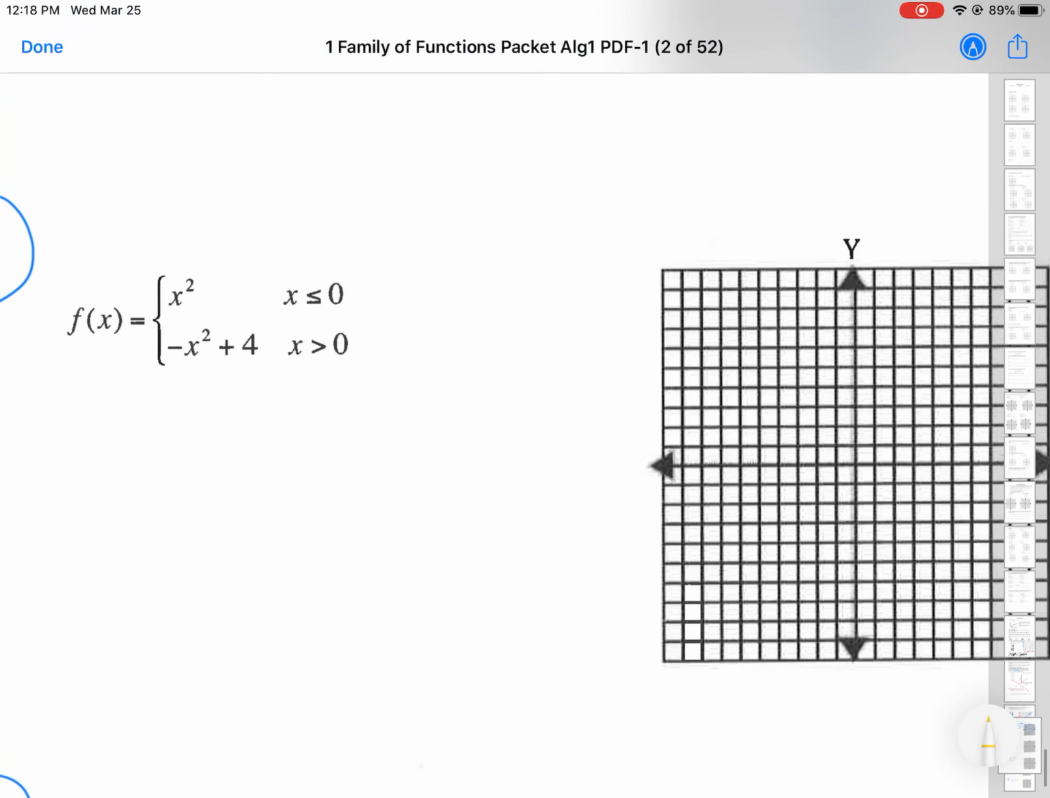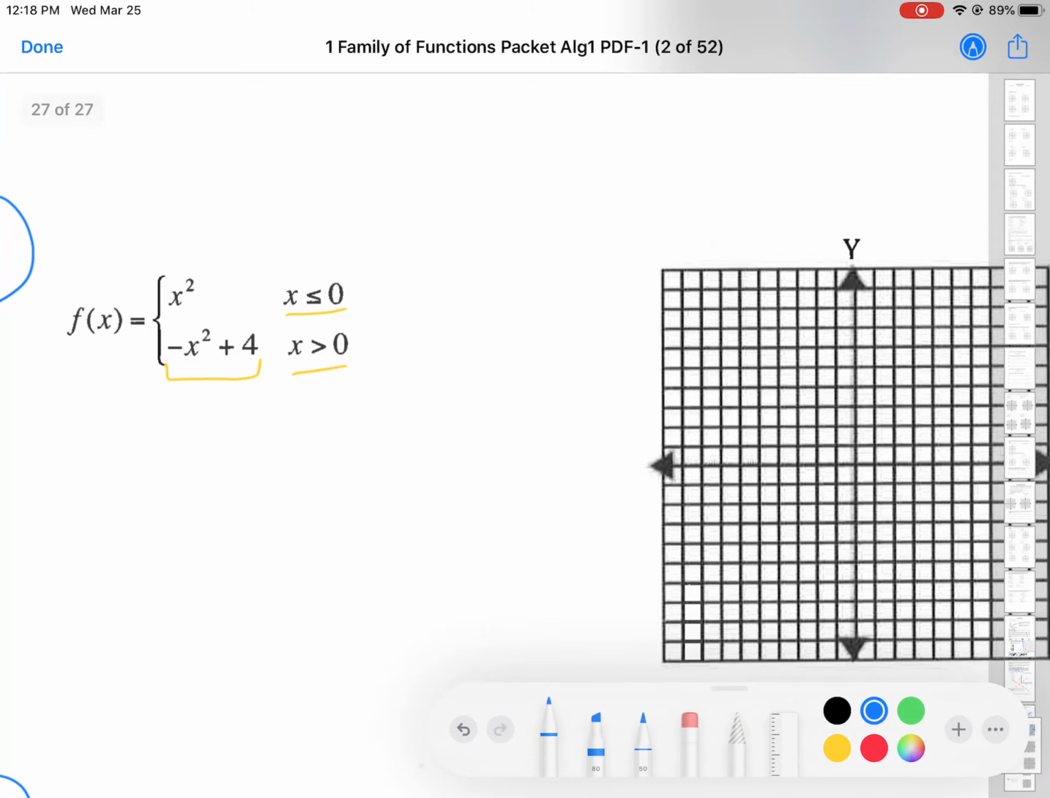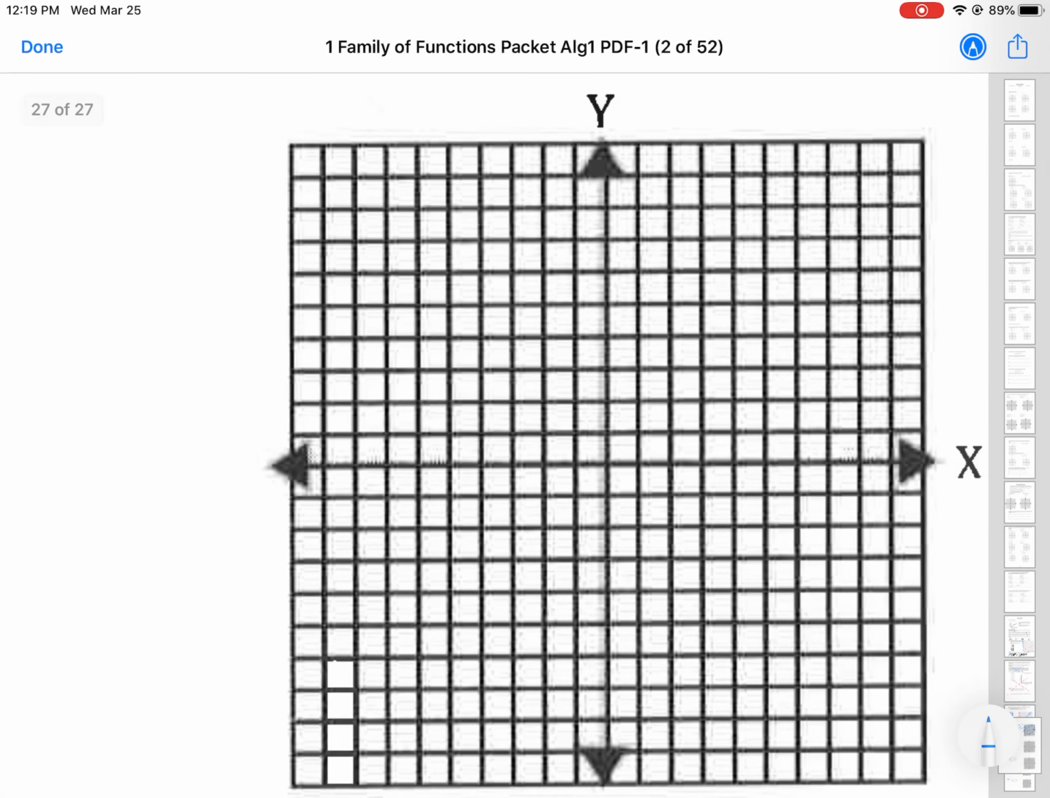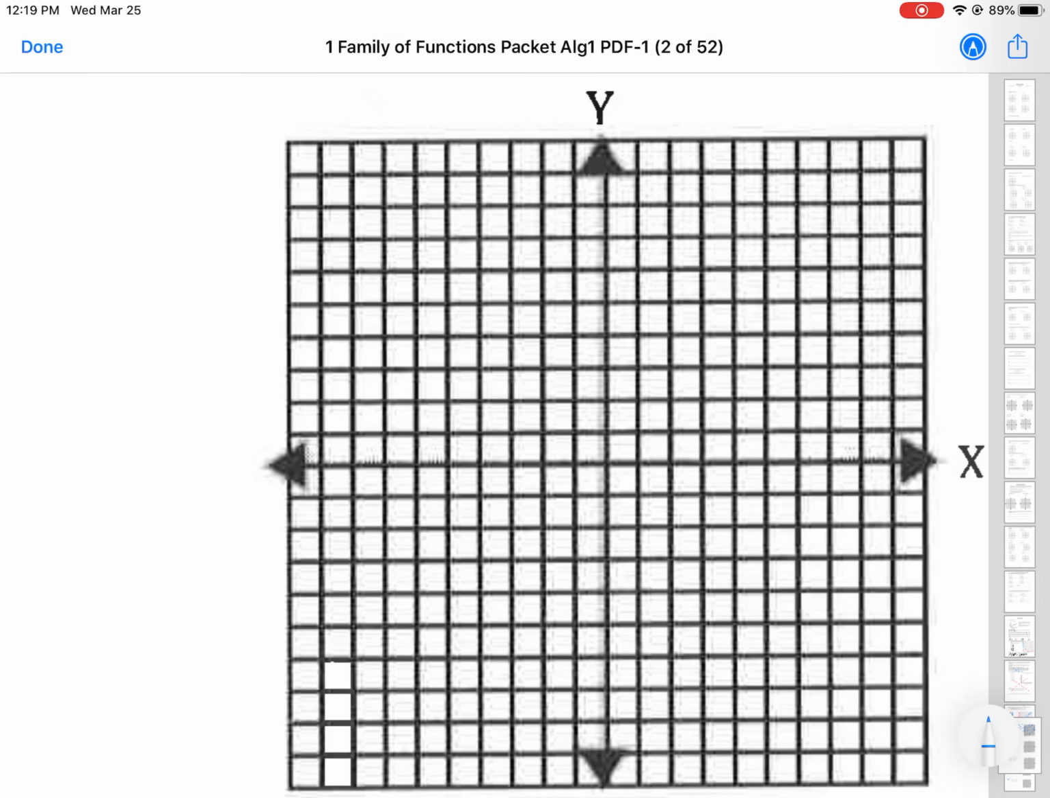All right, number 5. Number 5 looks like a good one. So I have the function f of x equals x squared for when x is less than or equal to 0. And I have the function negative x squared for when x is greater than 0. So first, I'm just going to start by graphing our typical function x squared. And for those of you who remember, it's a U-shaped parabola.